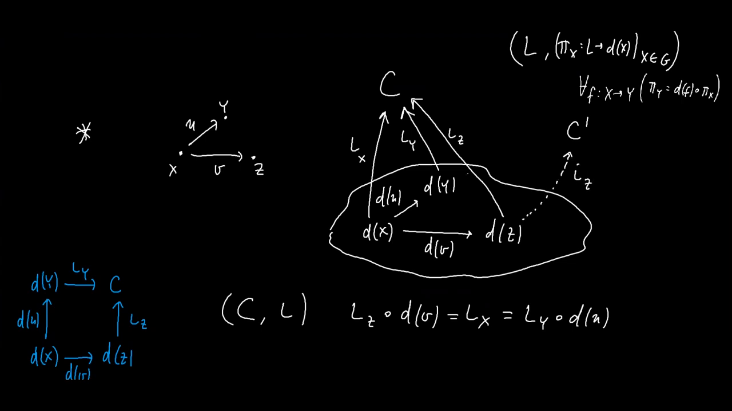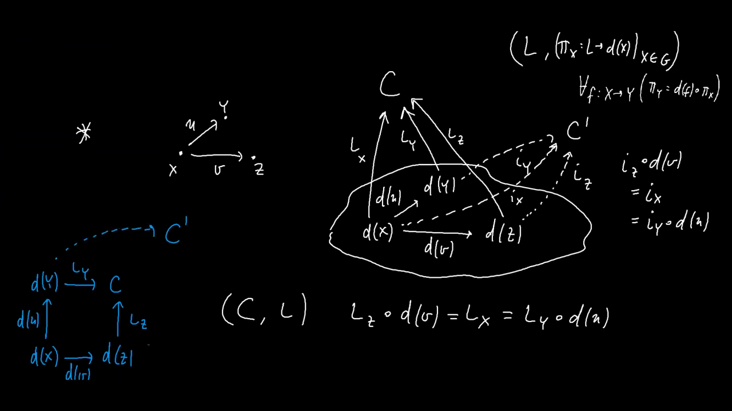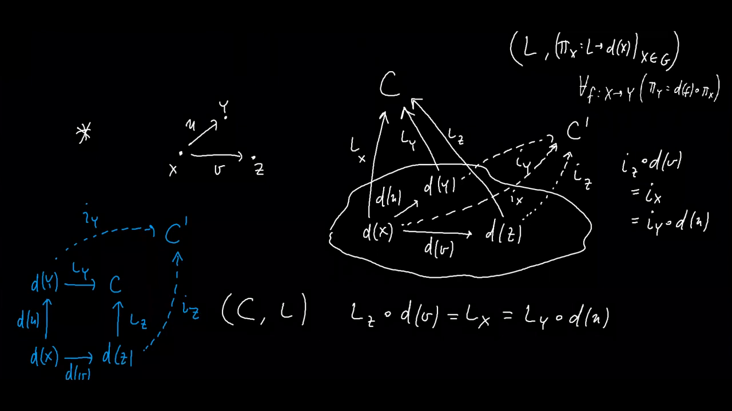So some IY and some IX, but keeping in mind, I don't need IX anymore because IZ composed with DV needs to equal IX, and that needs to equal IY composed with DU. And on my blue diagram, I'm going to draw C prime this way. So these are now the IY and the IZ. And the fact that the first picture was an initial object means that there is a unique morphism from C to C prime.